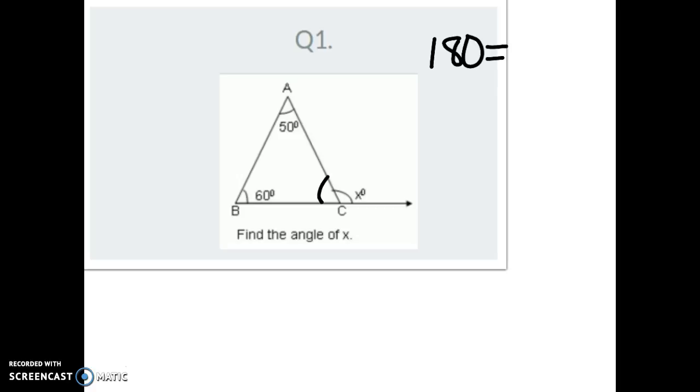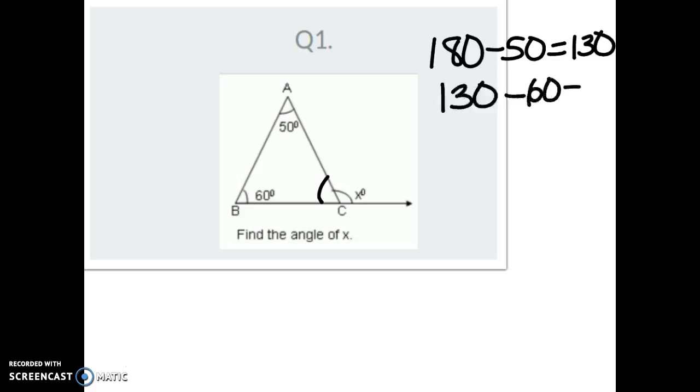Knowing that this first angle is 50, we're going to take 50 minus 180. That leaves us with 130. Now we're going to take 130 and subtract from 60. 60 minus 130 is 70. So the answer to that empty space would be 70. But that doesn't give us the measure of angle X.